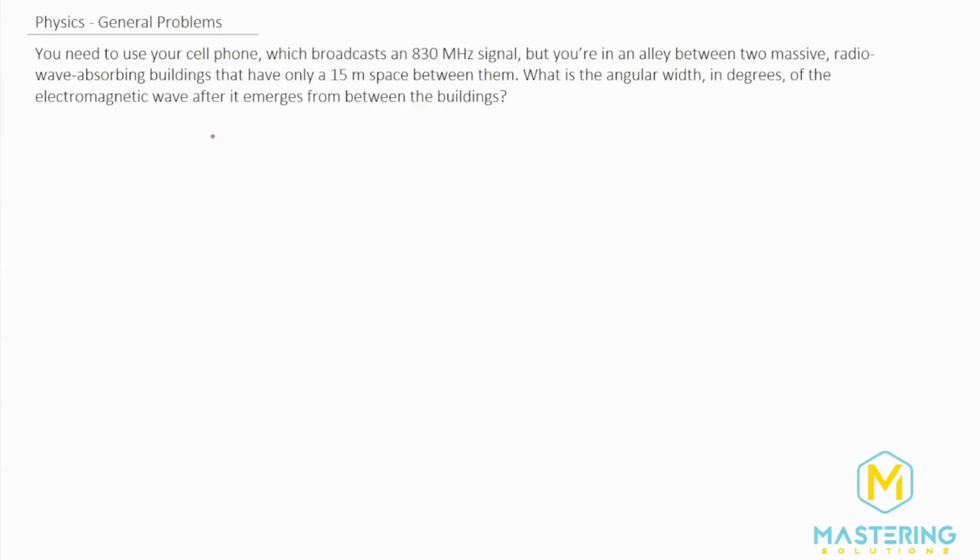Welcome to Mastering Solutions. Let's draw a picture of what's happening in this question. So they tell us that we have one building here, second building here, and this is the alleyway. And they want us to figure out what is the angular width after the light comes out of here, or the radio waves.